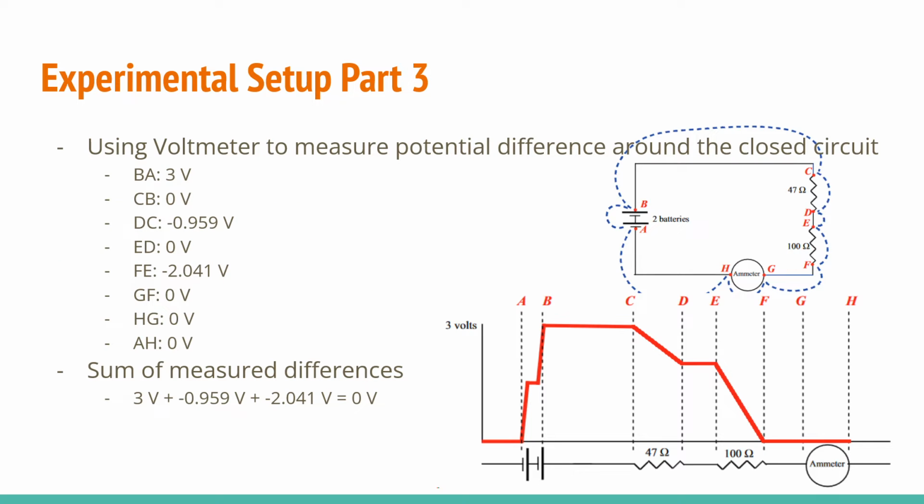In the third part of the experiment, we replace the voltmeter with a wire, and then we use the voltmeter to measure the potential difference around the closed circuit. As you can see, I have all the values listed out for the points between the circuits. The sum of these measured differences is equal to 0 volts, which is in line with the loop rule.